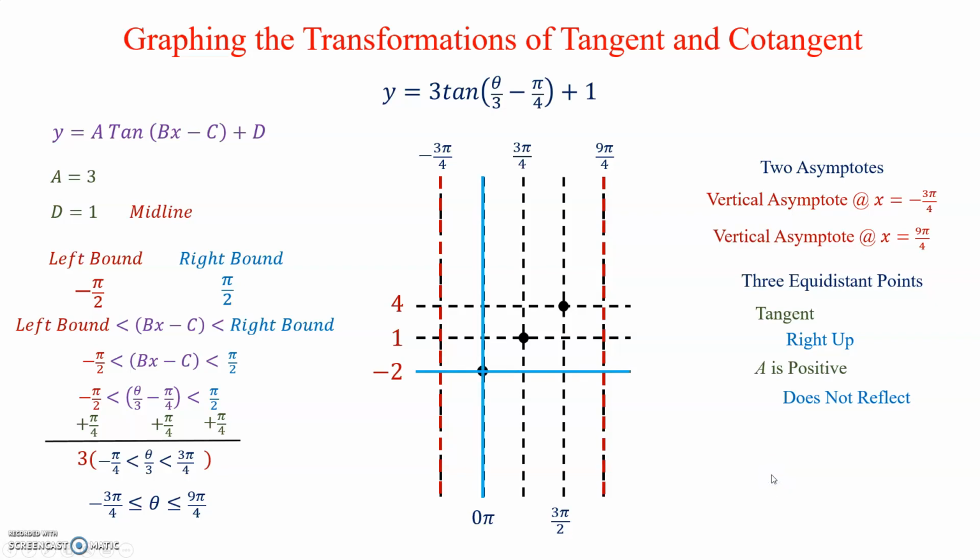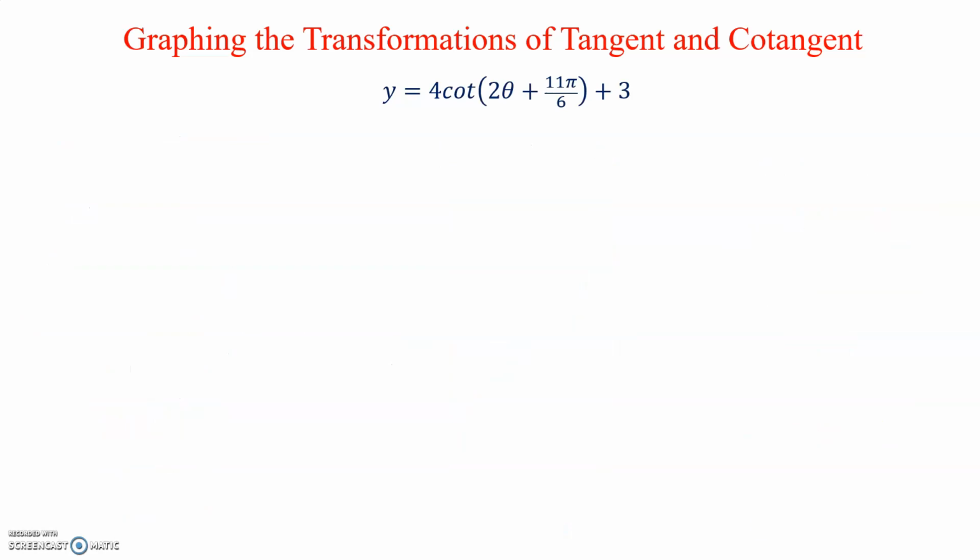So the coordinates for this first point, as you can see, the abscissa or the x coordinate, 0 pi, connects with the y coordinate, negative 2. The next point connects with the 3 pi over 4 and the 1. And the last point connects with the 3 pi over 2 and the 4. So now we have all three of the equidistant points. And all we can do is just graph it. So there we go. Got a couple more examples.